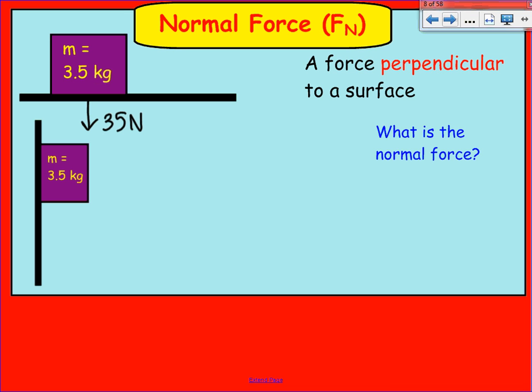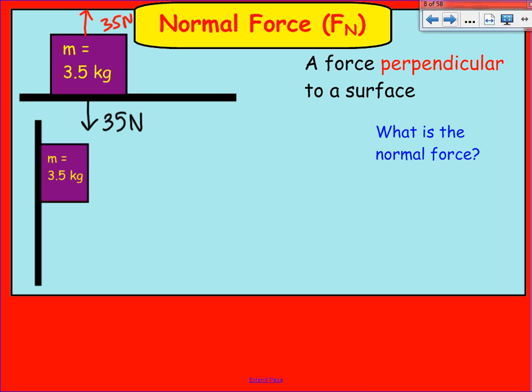And equilibrium means that the sum of the forces has to equal 0. So if I have a force of 35 newtons from gravity pulling down, the force normal that's facing directly up must be equal to that, and therefore, it's 35 newtons as well. It has to be 35 because the box is not moving, it's in equilibrium, and so the forces have to cancel out to be 0.